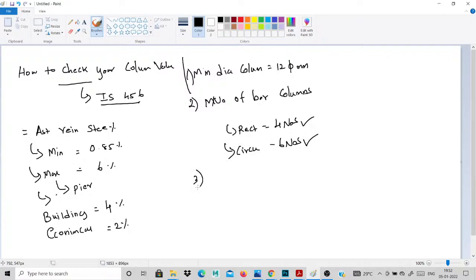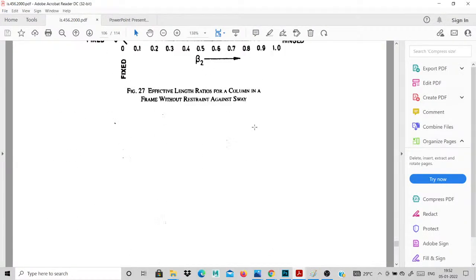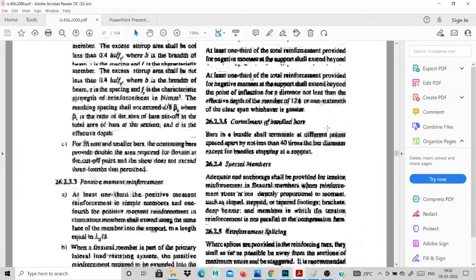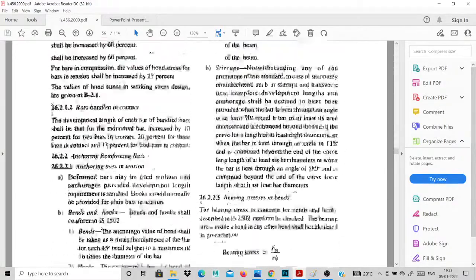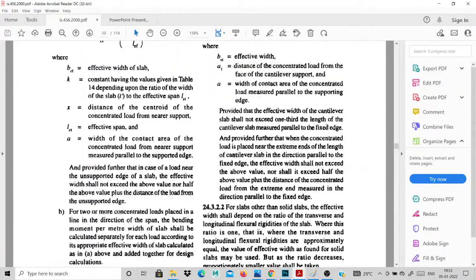The minimum spacing of the bars is 75 mm. All the values are given in IS 456 also. All the percentage values, all the values are in IS 456. I show that all the values for a column, the minimum percentage and the maximum percentage, the column design formulas, and all the values. We show how to take this minimum value, maximum percentage, and all the column values.